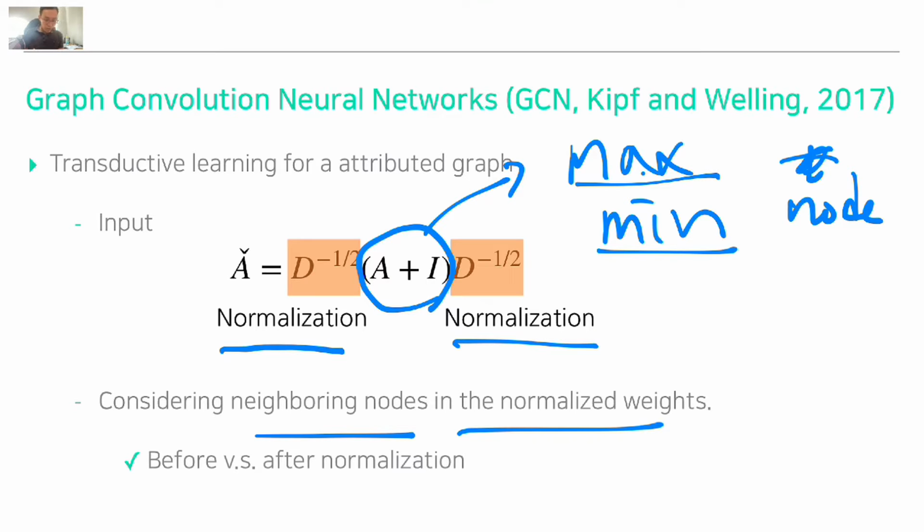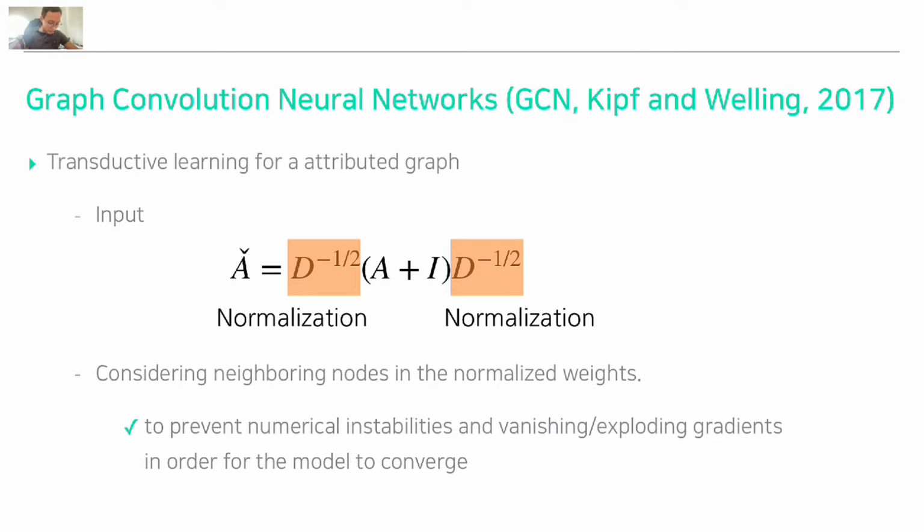Otherwise, some node has 10 degree and some node has 1 degree, and some very popular node is getting so many scores from the original degree, right? So to give the minimum and maximum, we normalize the score, and we are able to prevent the numerical instabilities and try to prevent the vanishing and exploding gradients in order for the model to converge. I will give you more examples for that.